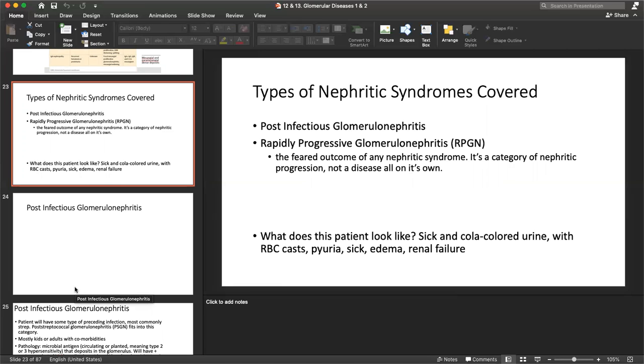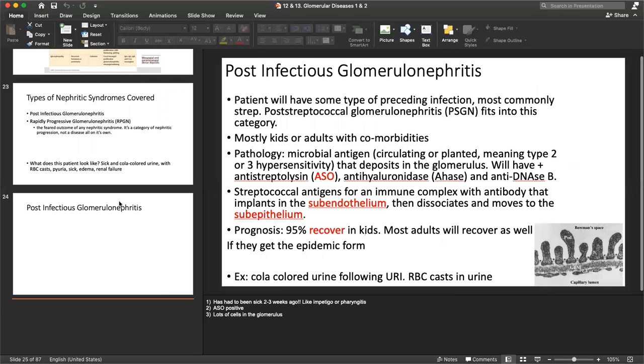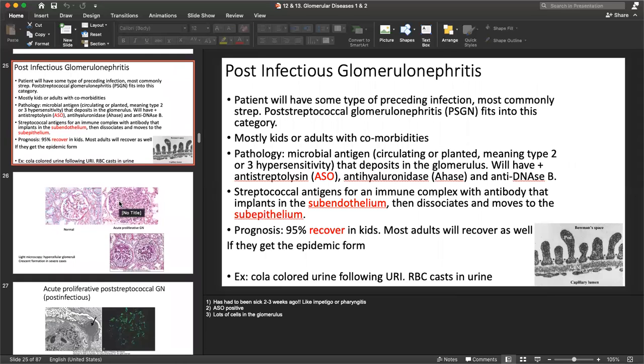Okay. Let's start with our nephritic syndromes. So post-infectious glomerular nephritis, or RPGN, which is one of the feared outcomes of one of the nephritic progressions. And this patient is going to look really sick. They're going to have cola-colored urine, red blood cell casts, pyuria, so pus in their urine. They'll be really sick. They'll be edematous, and they'll have renal failure.